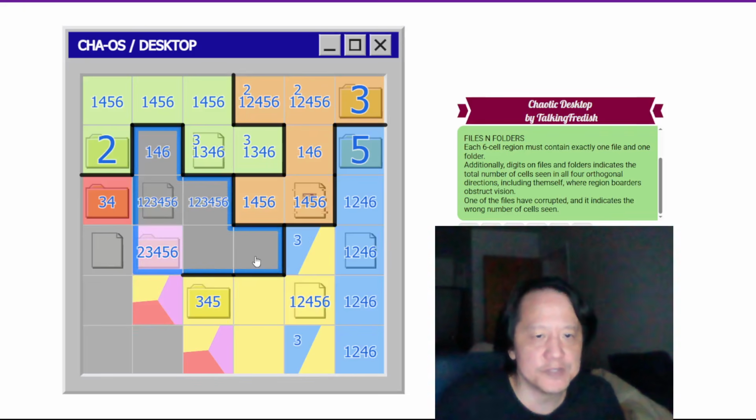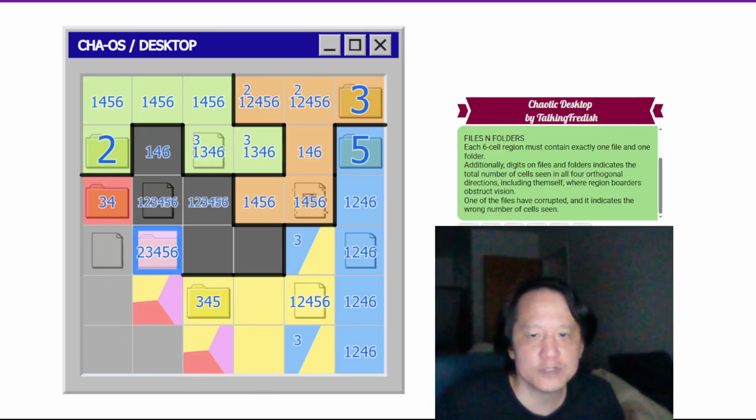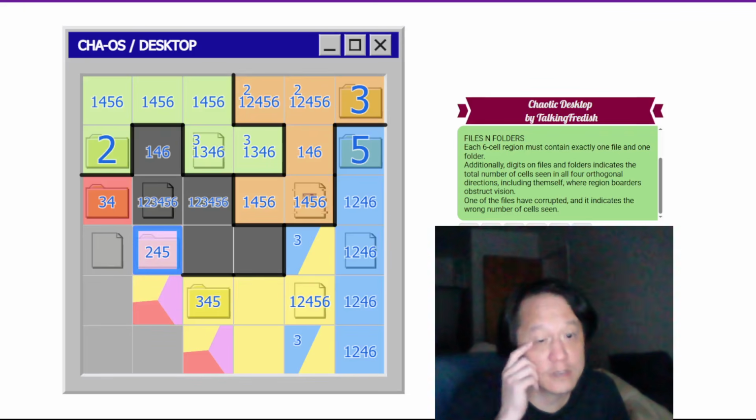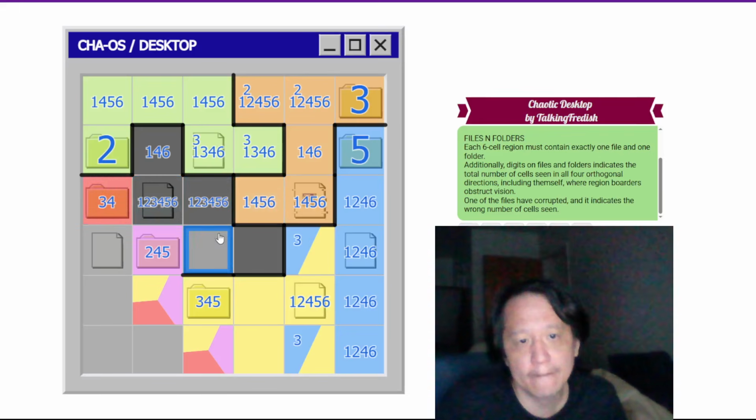So if this is the region, it sees 5 cells. If this is part of the region, it sees either 2 cells or 4 cells. So this is not 3 or 6. This, again, only sees 3 or 4, which is valid. It can see 4 going that way, it could see 3 going that way.